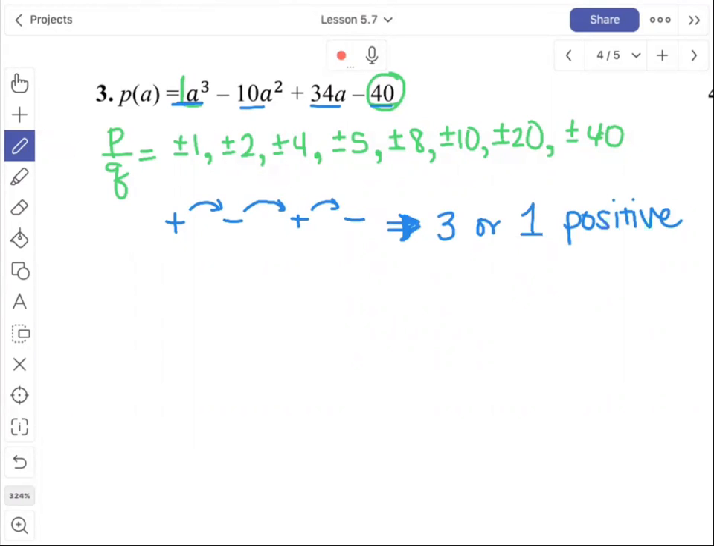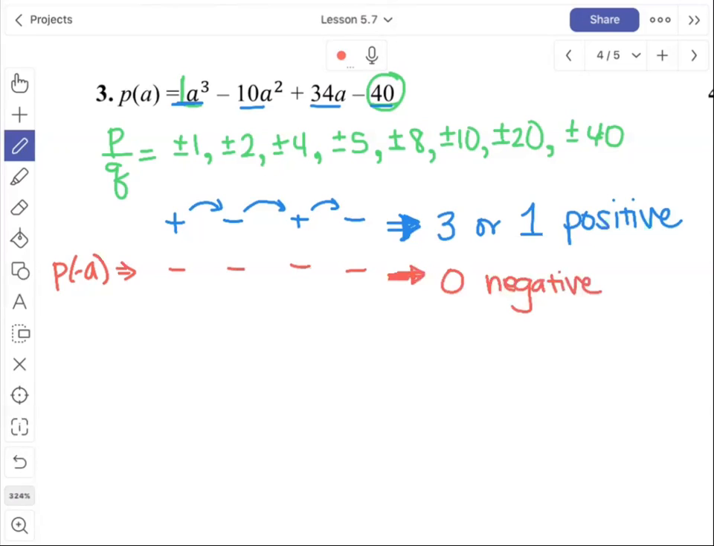Now let's go ahead and plug in when A is negative. If I plug in negative A, I'm going to get a negative term here, another negative term, another negative term, and the negative 40 is still negative 40. So this tells me I have no sign changes. I'm going to have 0 negative rational roots.